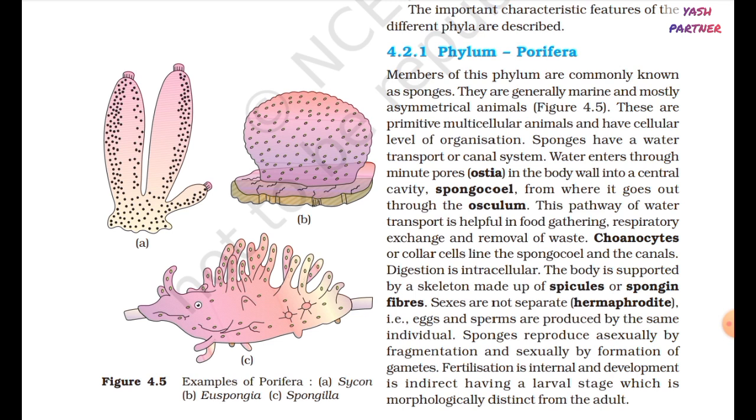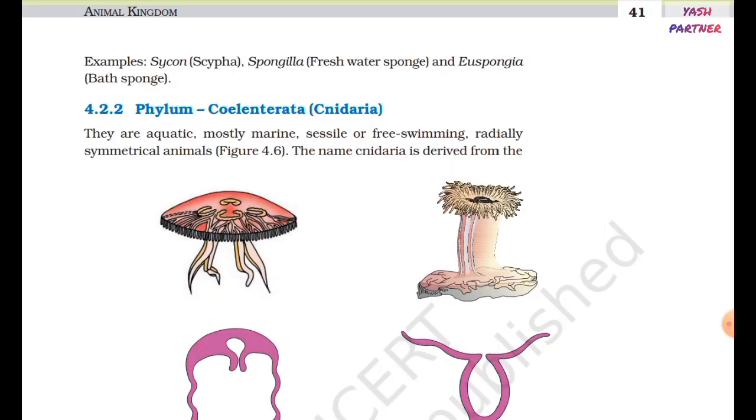Sexes are not separate, hermaphrodite, that is, eggs and sperms are produced by the same individual. Sponges reproduce asexually by fragmentation and sexually by formation of gametes. Fertilization is internal and development is indirect, having a larval stage which is morphologically distinct from the adult. Example: Sycon, Scypha, Spongilla, freshwater sponge, and Euspongia, bath sponge.